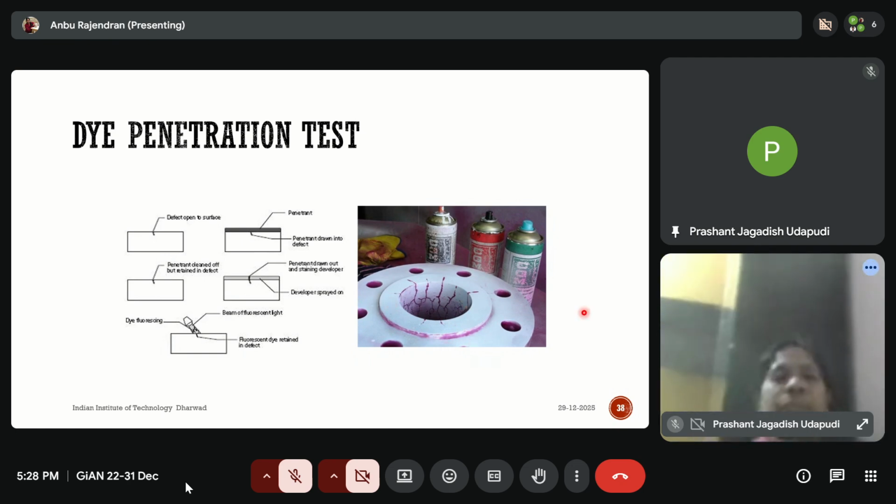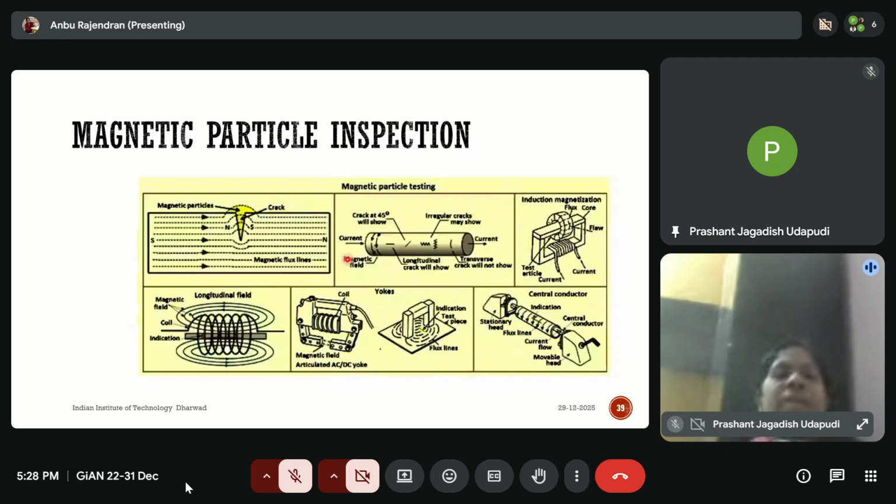surface defects. As I mentioned, magnetic particle testing is useful for magnetic material. It can be applied to identify surface defects, as well as any defects present inside the material. If there is a crack, there will be a variation in the flux. With the flux leakage, you can identify the presence of defects. But it is suitable only for magnetic material, especially steel. Steel industries majorly use this technique for identifying defects.